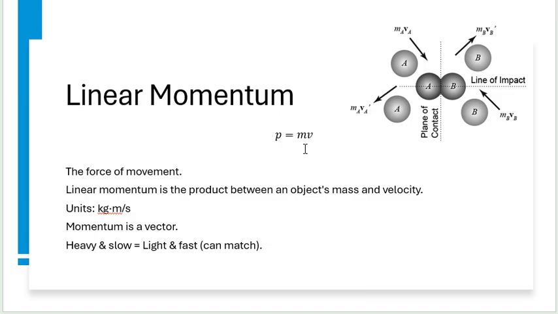Linear momentum. We're still in linear. We always study from the linear, one dimension, before we ever get into two and three dimensions. So linear momentum is the product of an object's mass and velocity. Your unit for mass is kilogram, velocity is meter per second. Your momentum is a vector. Heavy and slow: your mass is heavy, your velocity is slow. Light and fast: your mass is light and your velocity is fast. Sometimes they can be matched, because momentum can be conserved.